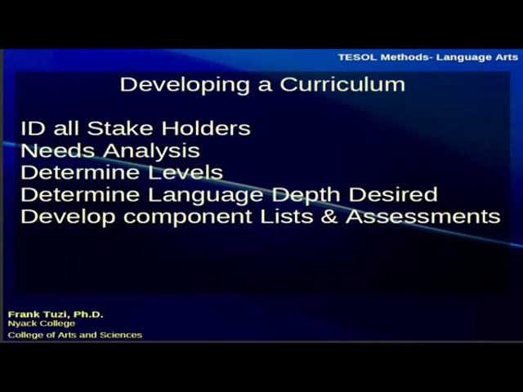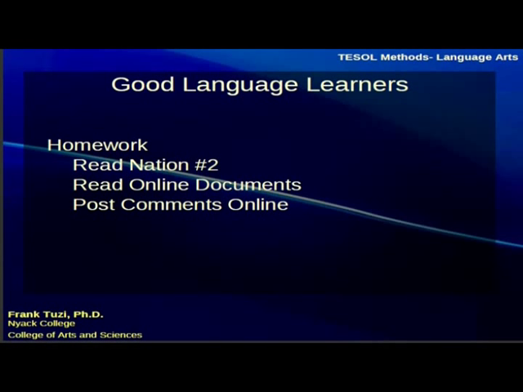Now, obviously, we need to break this down into more detail, which hopefully we will do as we go along here, developing a curriculum. And that's all for this chapter.